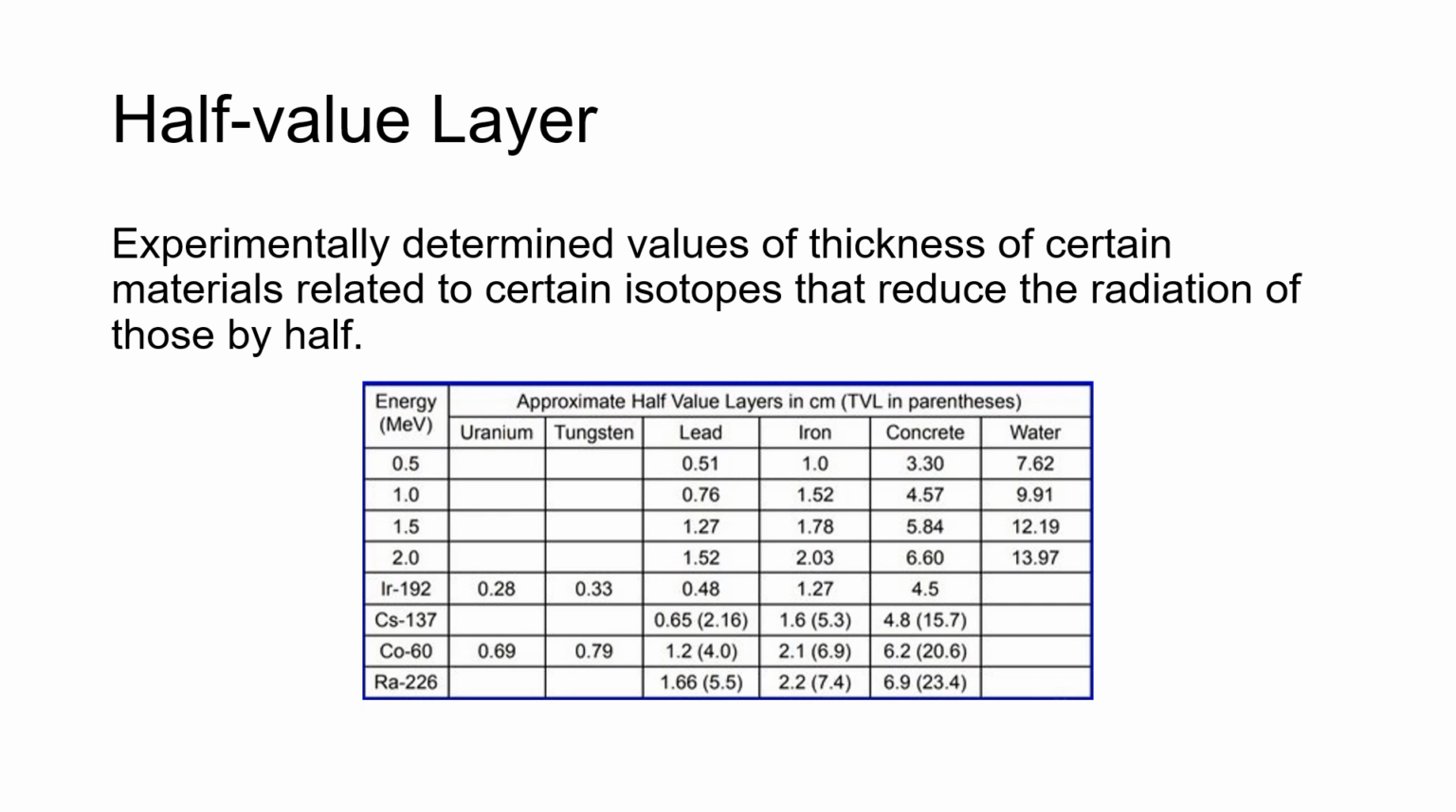As shown in this table, if you're working with cesium-137, you need 0.65 centimeters of lead to shield in a way that reduces the activity of that radioisotope by half, while you need 1.6 centimeters of iron or 4.8 centimeters of concrete to achieve the same results. So lead would be the ideal thing. You wouldn't need as much of it, whereas with iron you need a thicker shield, and with concrete an even thicker shield. This is a good way to conceptualize the idea that different materials are more efficient at shielding radioactivity than others.